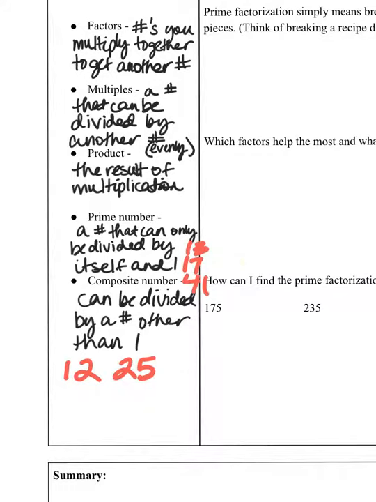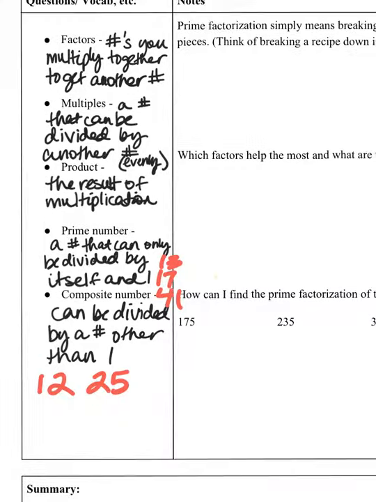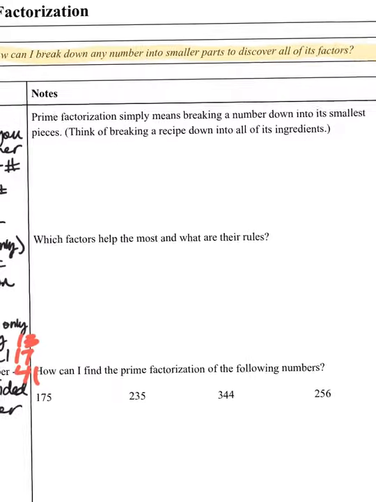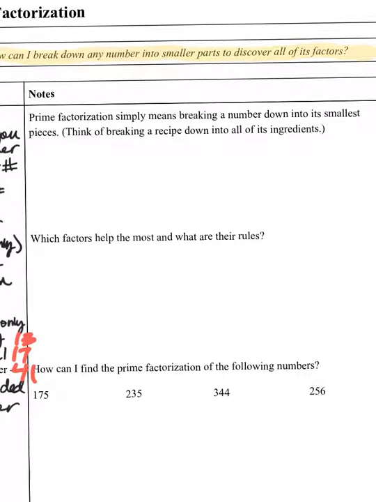So let's go over and think about what prime factorization is. That's probably something you've heard of before, but all it means is breaking down a number into its smaller pieces. So think about a recipe. Think about if you're making a chocolate cake. You have the flour, the eggs, the oil, the cocoa, the sugar, right? You have all the different pieces that make up a recipe. That's all a number is, and it's broken down into different pieces.